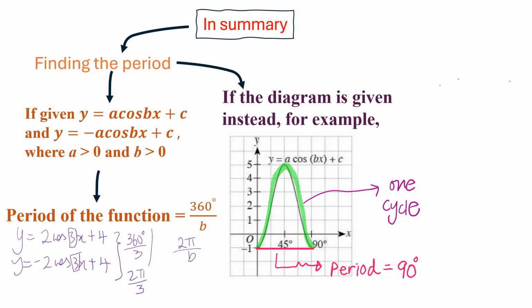So how about finding the axis of the curve, y equals c? Yes, the formula is still the same as what we've learned in the sine function. You just take the maximum value of y plus the minimum value of y, divided by 2.